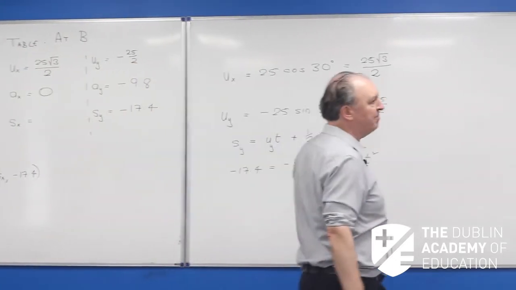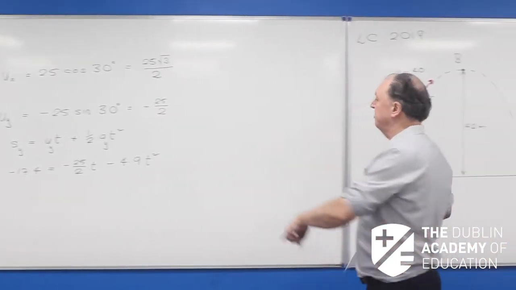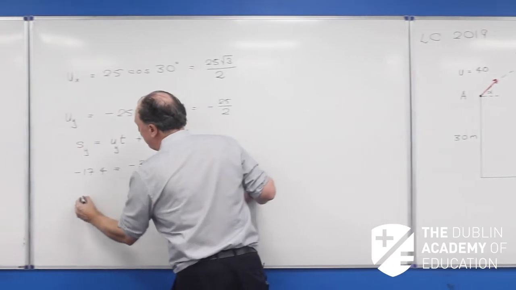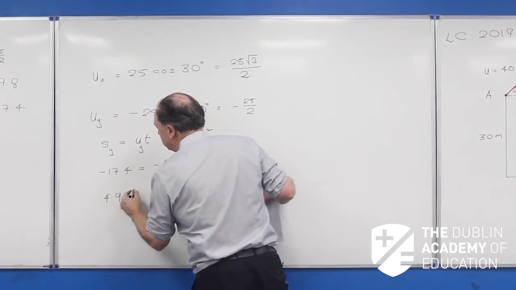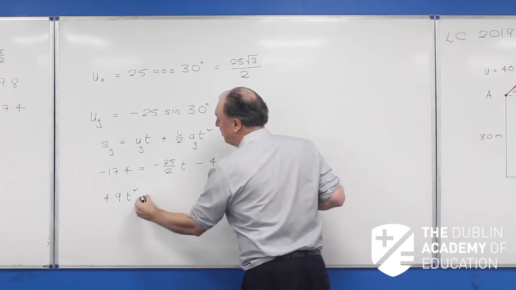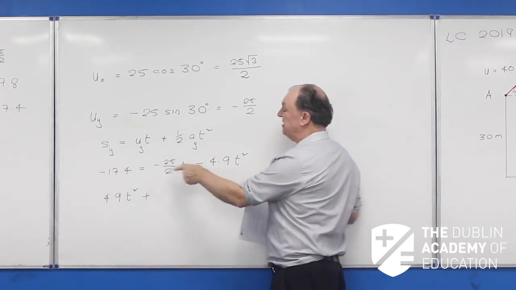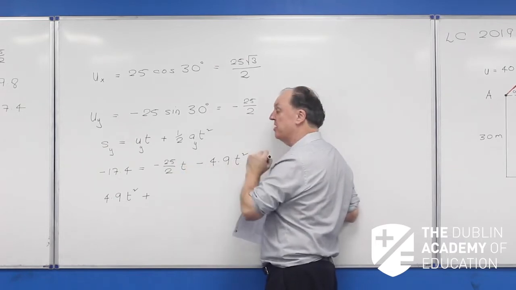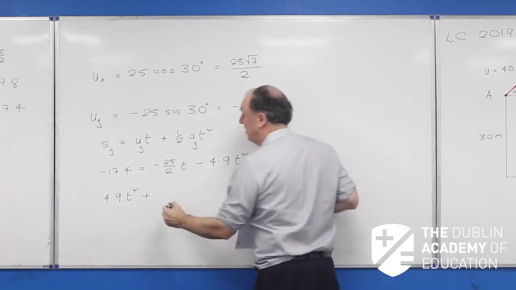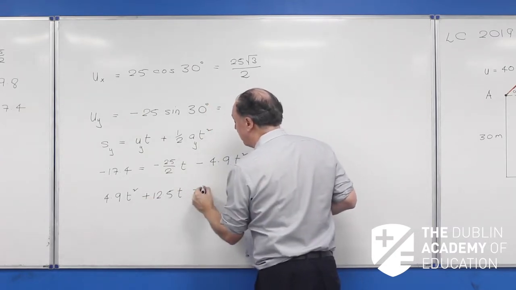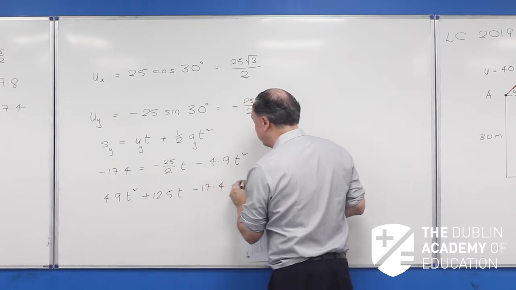Well, I'm going to bring everything to one side. I want a positive t squared, so let's bring them to the left. So it's 4.9 t squared. I'm going to jump that to the left, so it's plus. As everything else is decimalized, why don't I decimalize that? It's a nice decimal anyway. It's not repeating. So that's 12.5t minus 17.4, and that's equal to 0.